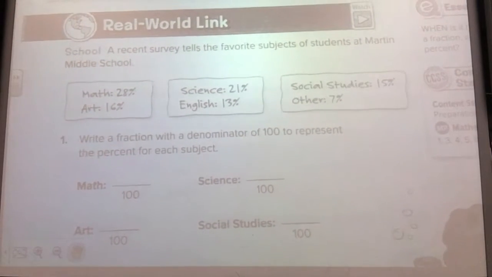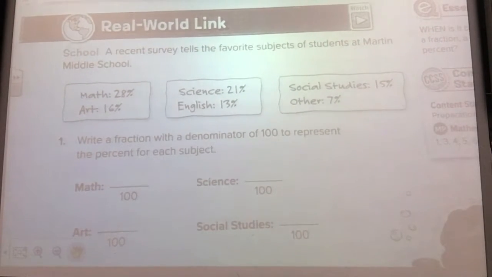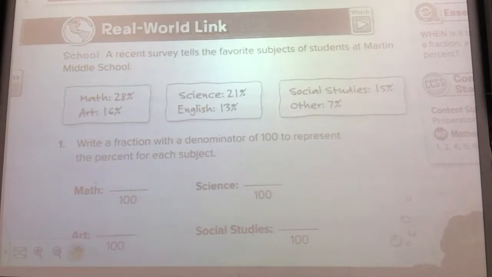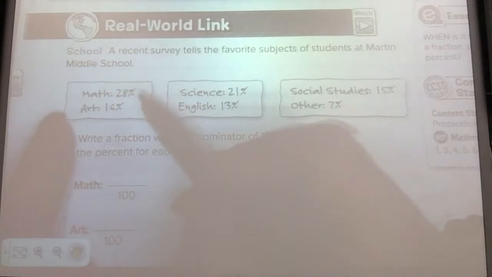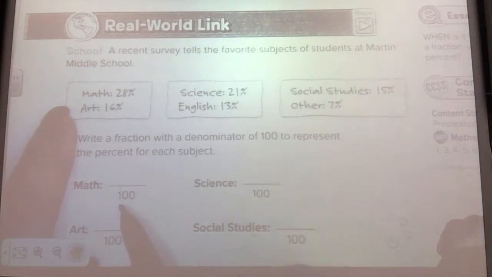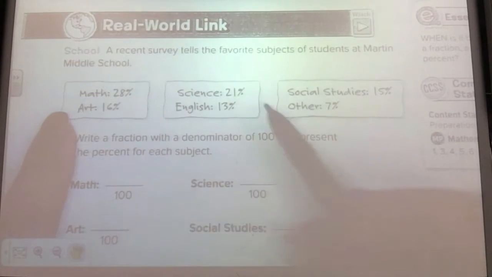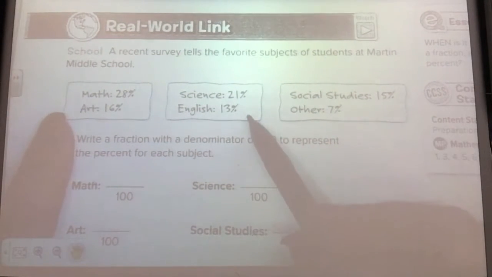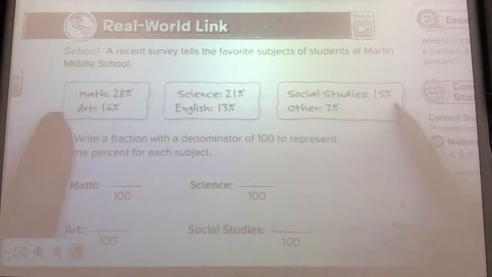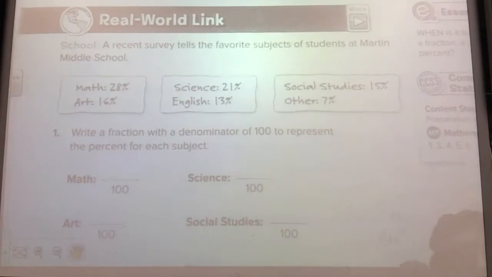All right, let's look at our school survey. It tells us the favorite subjects of students in Martin Middle School, and it gives us all these percentages. 28% love math. Of course, that's the highest because I'm a math teacher. Art is at 16%. Science is at 21%. English at 13%. Social studies at 15%. And the other classes are at 7%. Personally, I think this is false, but we'll go with it.